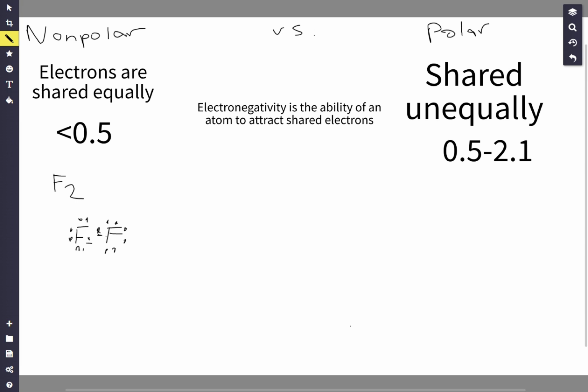For the example of a polar covalent bond, I will use the example of HCl, hydrochloric acid. So let's say this is hydrogen with its one valence electron. Remember, hydrogen only needs 2 valence electrons for a full valence shell. And let's say this is chlorine with its 7 valence electrons.